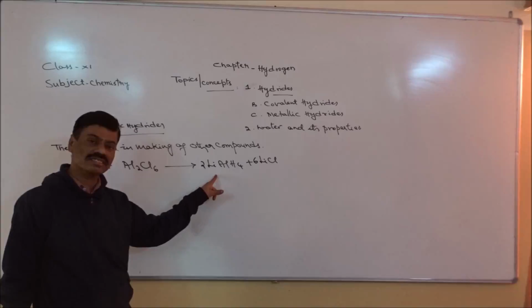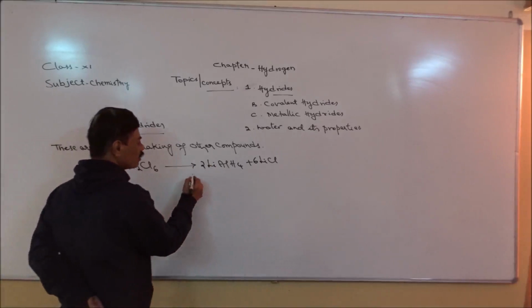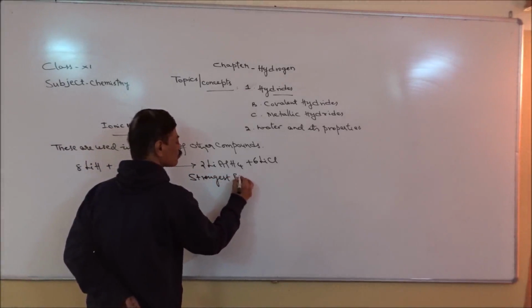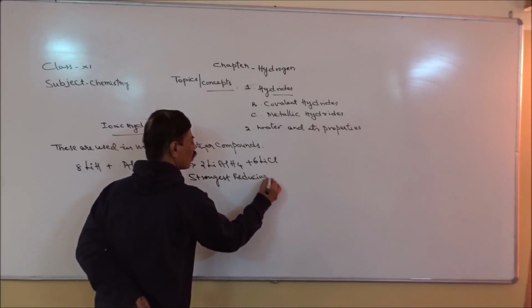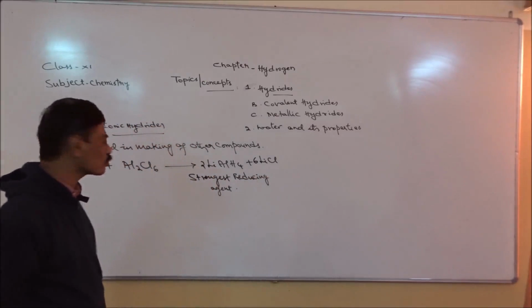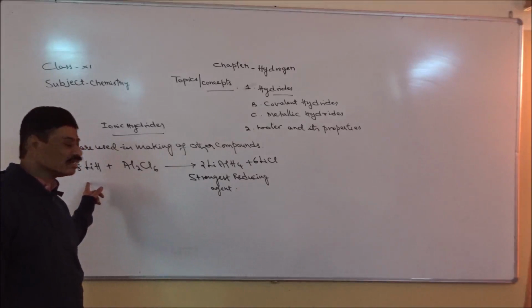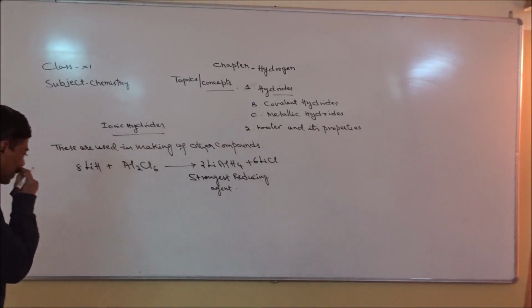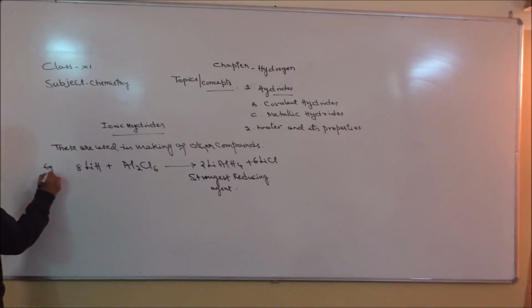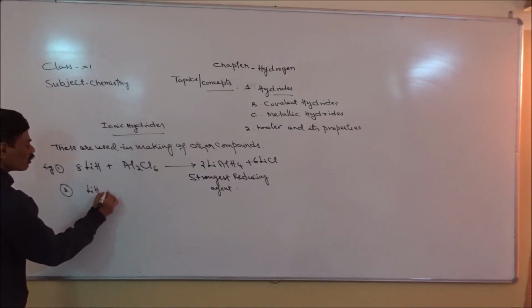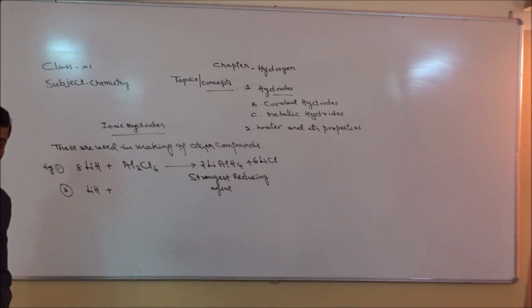This is lithium aluminium hydride. This is the strongest reducing agent. So in that way, lithium hydride is used in making another important compound like lithium aluminium hydride. Now let us see one more example wherein lithium hydride is used in making of other reducing agent, important compound.